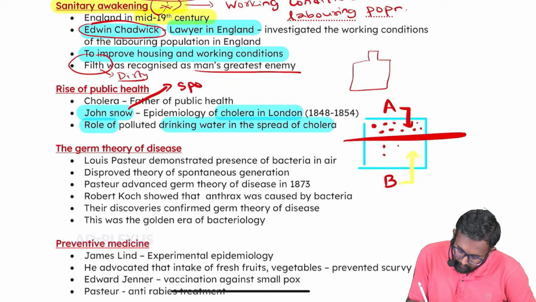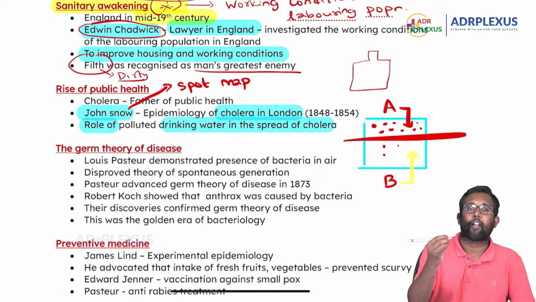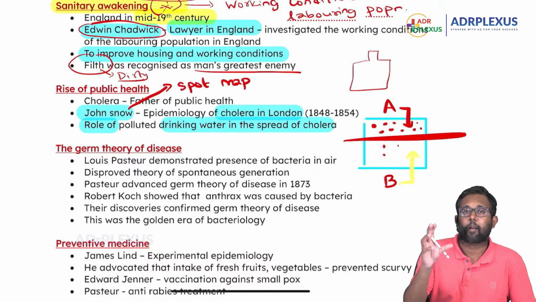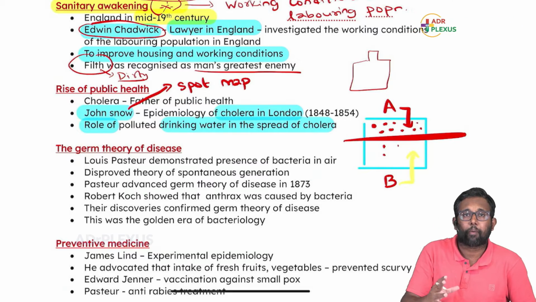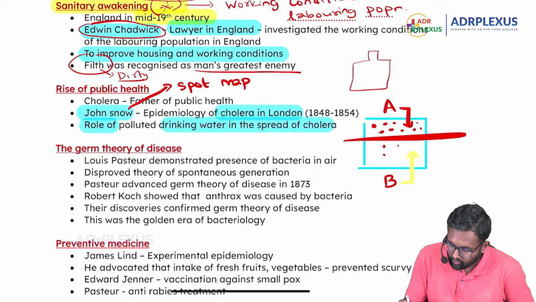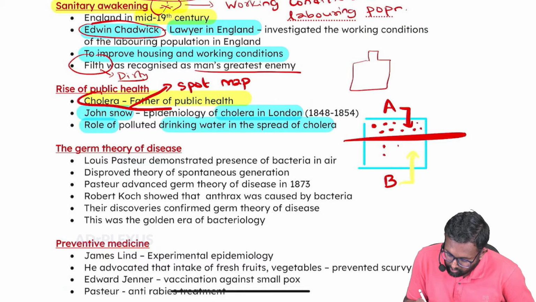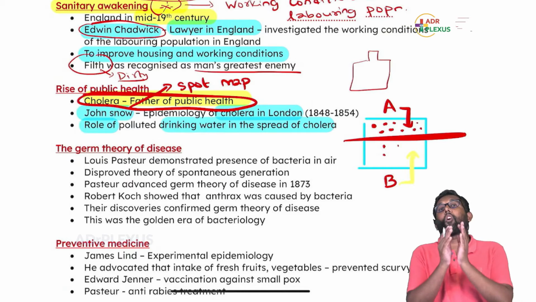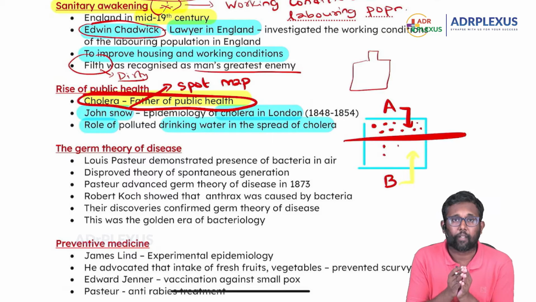So John Snow is famous for the spot map. Because of this, he was also given a new name, father of public health. So he is also called the father of public health. Sorry, who is called the father of public health? It is not John Snow, it is cholera. So cholera is called the father of public health.